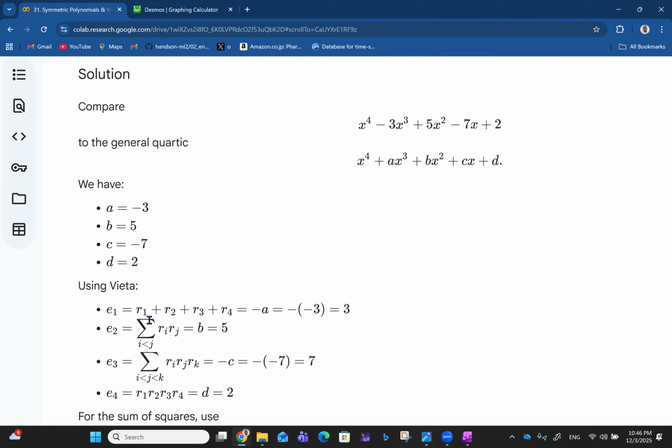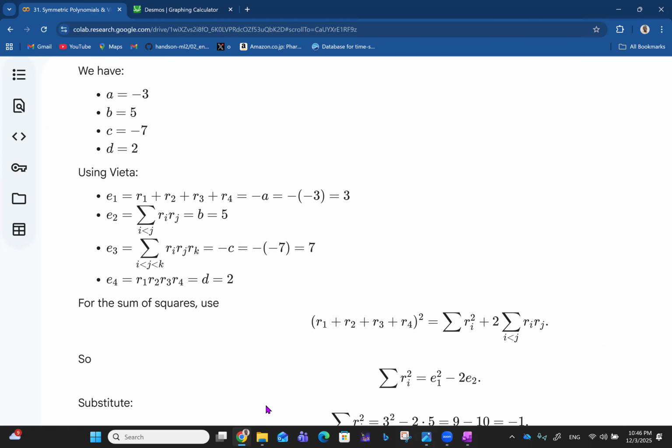So E1, which is R1 plus R2 plus R3 plus R4, is minus a. That's minus minus 3, which is 3. E2 is simply b, which is 5. E3, the signs alternate, so minus plus minus plus. So E3 is minus minus 7, that's 7. E4 is simply positive, plus 2, that's 2 right there.